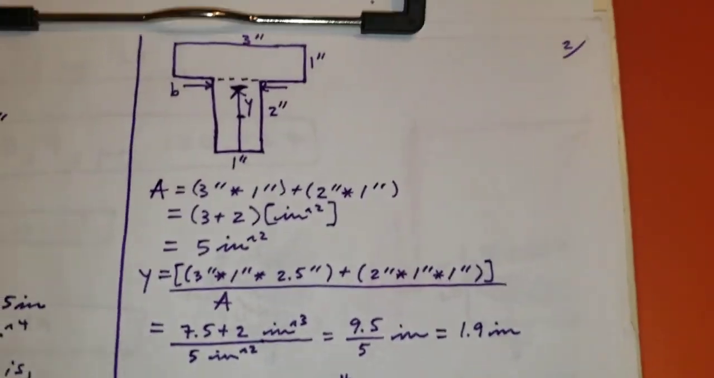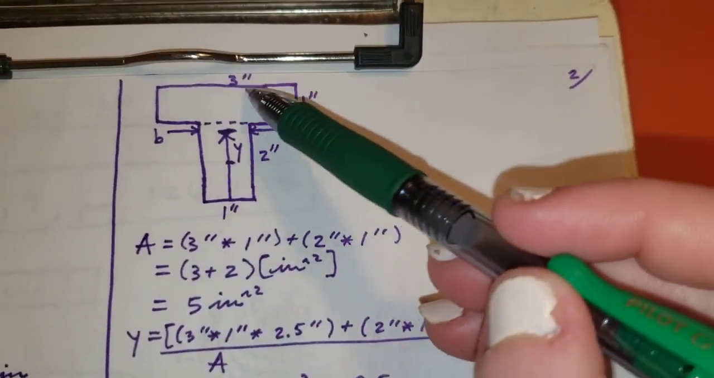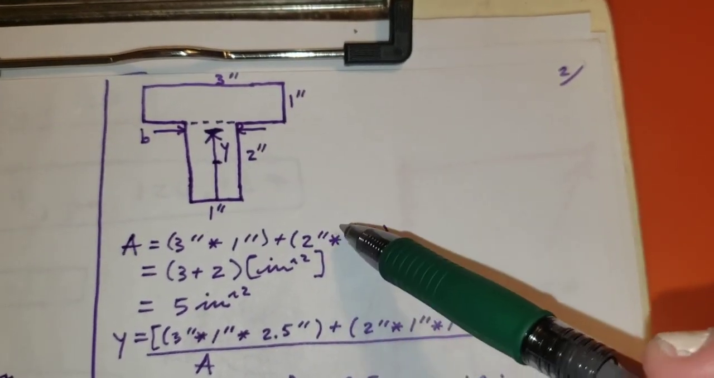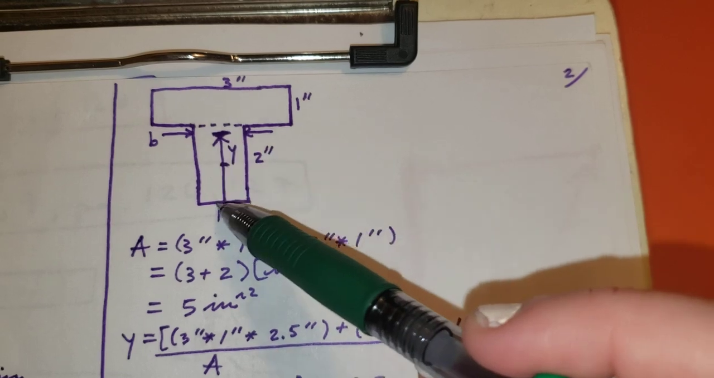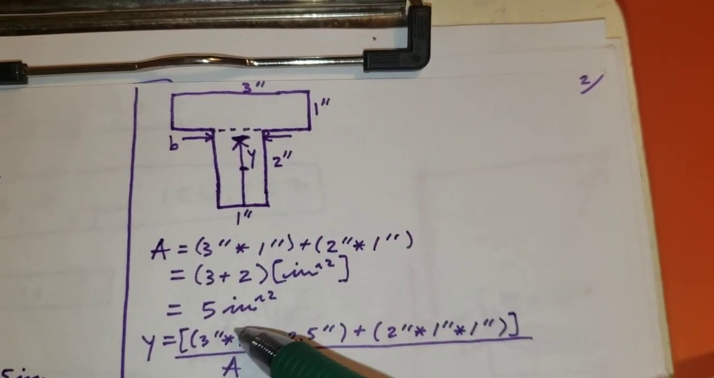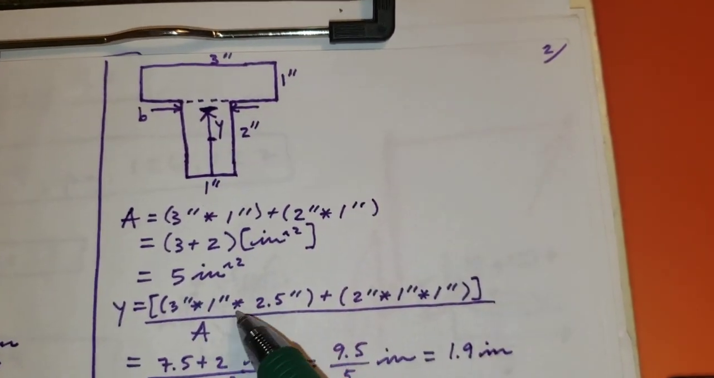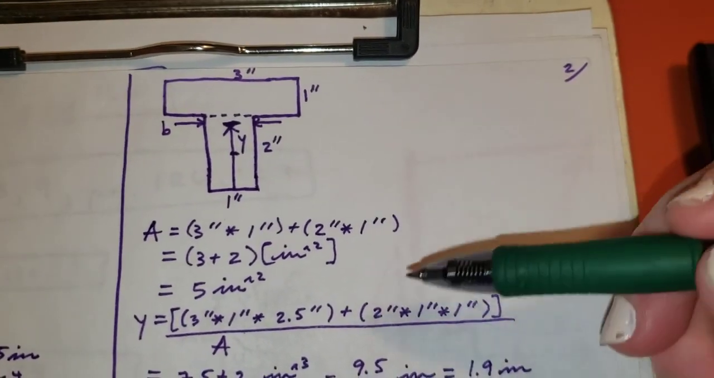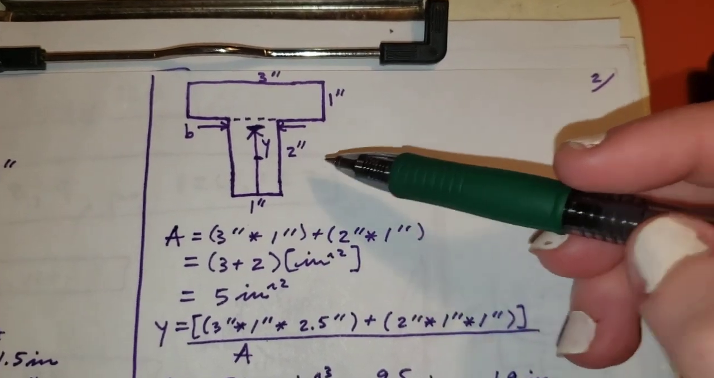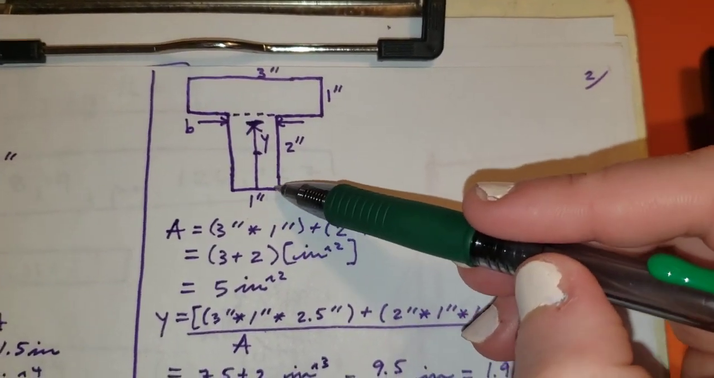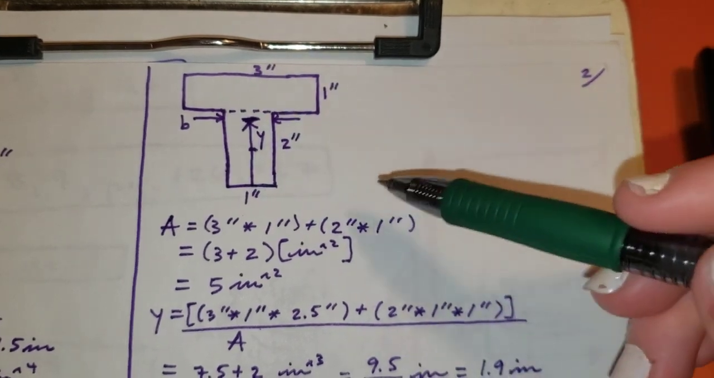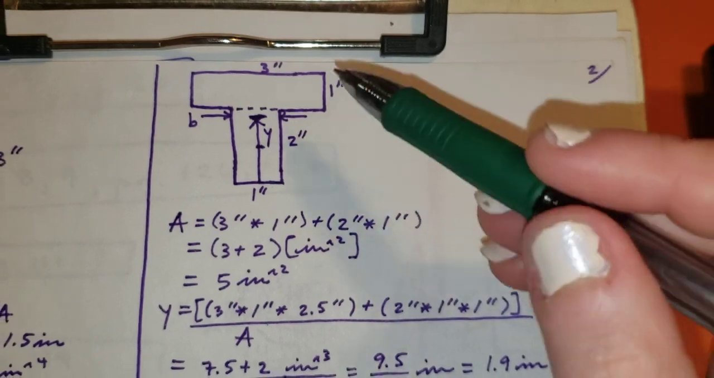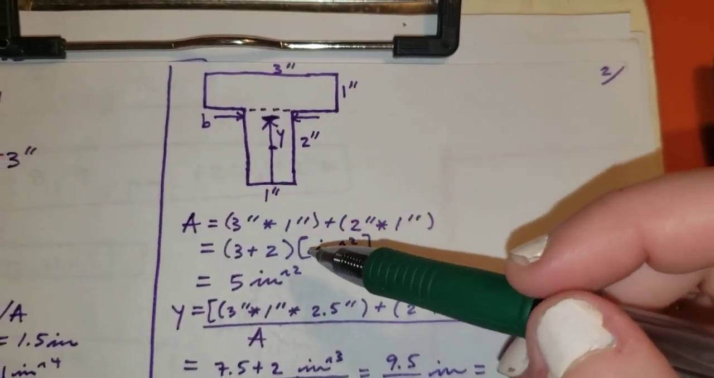Okay, so we're going to calculate the area. For this top section the area is 3 inches across by 1 inch tall, and 2 inches tall here by 1 inch across. So we have a total area of 5 inches squared, and then we want to calculate what our Y value, our neutral axis location, is. We're going to go from this bottom point as a reference point. You could start from the top, but I recommend starting from the bottom, okay?